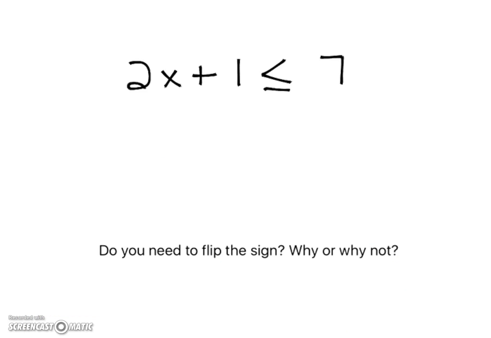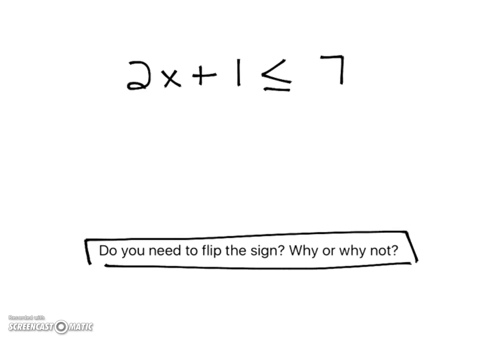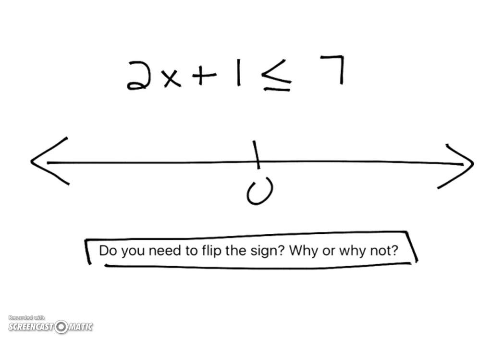All right, here's one for you to try on your own. 2x plus 1 is less than or equal to 7. The question that I want you to answer is, do you need to flip the sign? Why or why not? And don't forget to graph this on a number line. You don't have to number all of them. You do have to put the answer somewhere, just like we did in the problems.